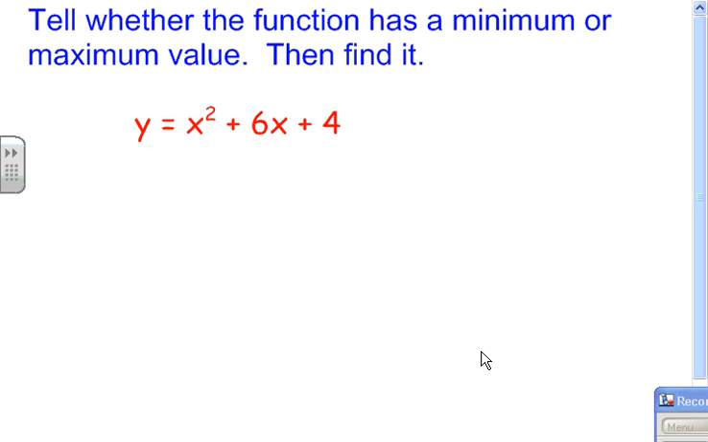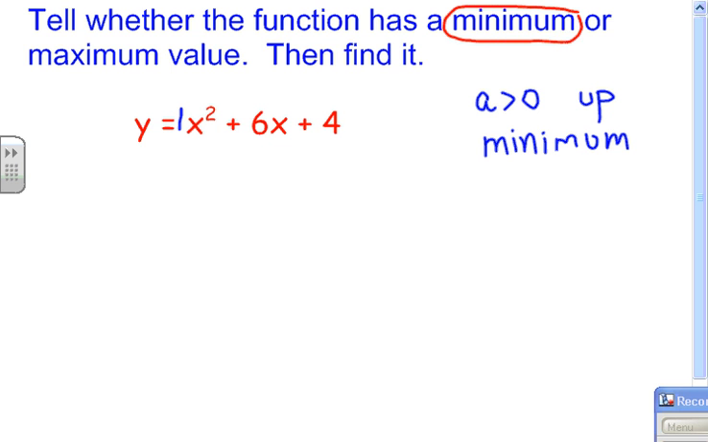To tell whether this function has a minimum or maximum value, we only need to look at the value of a. Notice that a is 1, which is positive. That tells us that our parabola will open up, and therefore its vertex will be a minimum. So we're looking for a minimum value here.